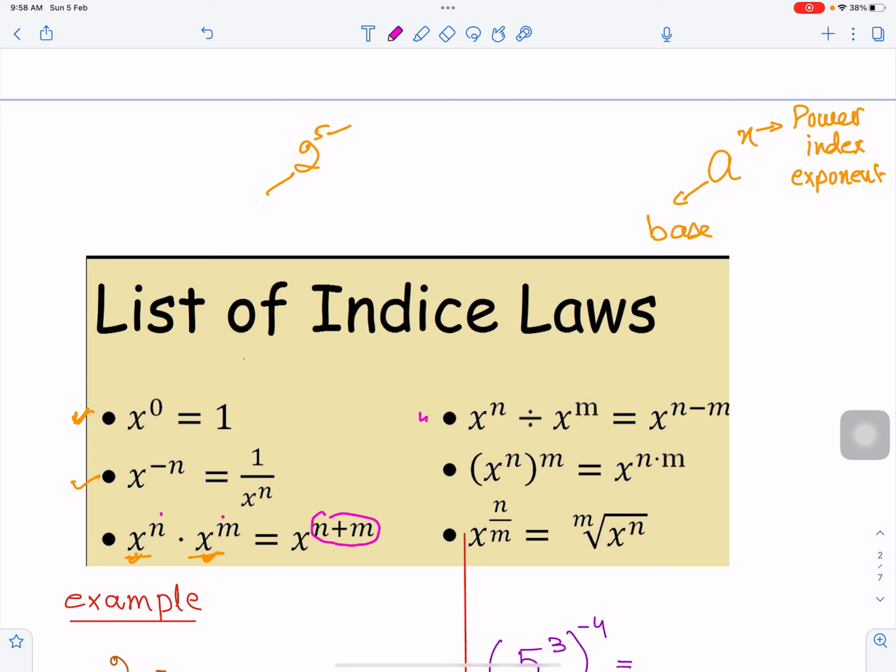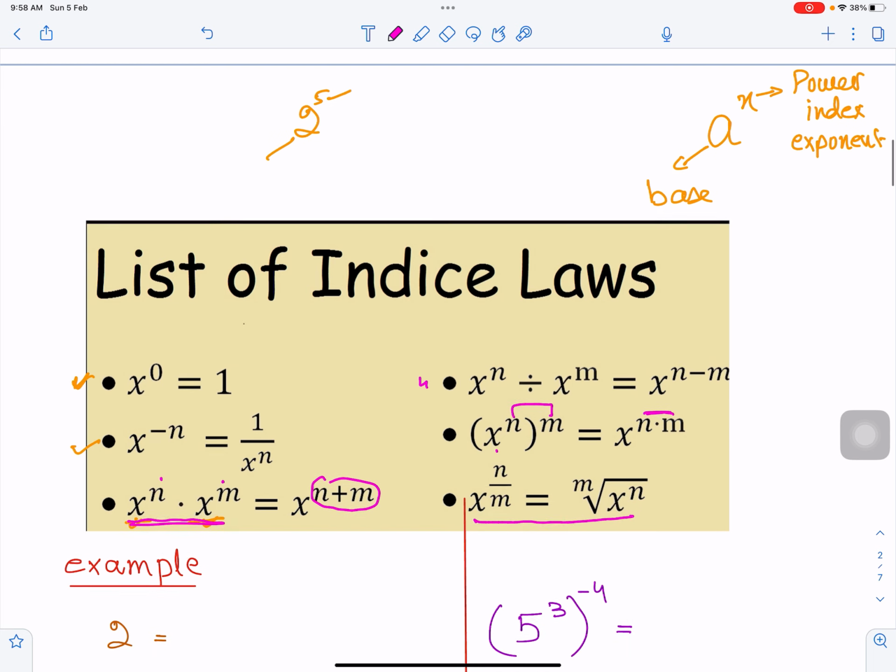Number 4, if you see, is approximately the same question, but instead of multiplication, now you have division. Base is the same, power is different, but there is division between the two terms. So powers will be subtracted. You need to know this by heart, right? In this case, when the exponent number is raised to another power, these powers are multiplied. Notice? And this I will explain to you with the help of a question. Now let's see examples here.